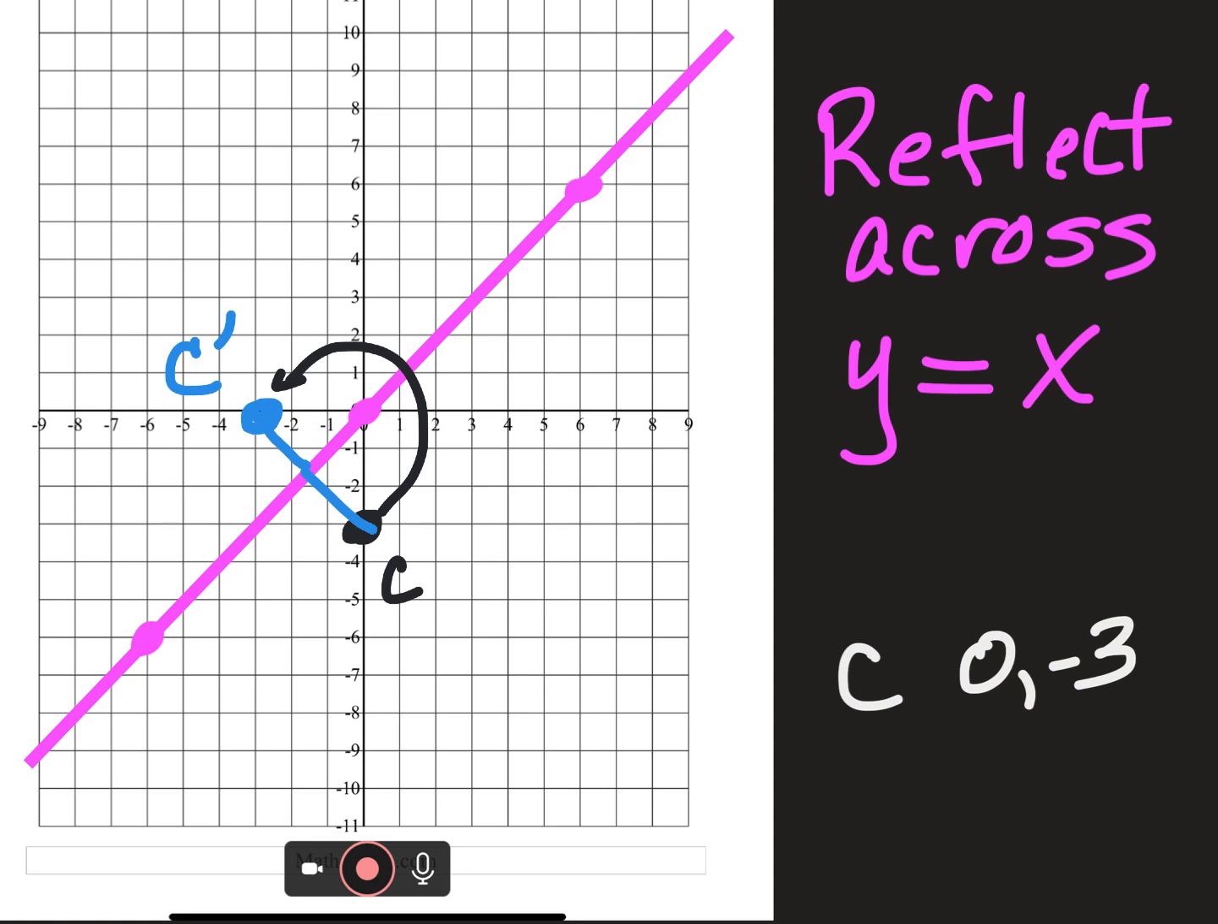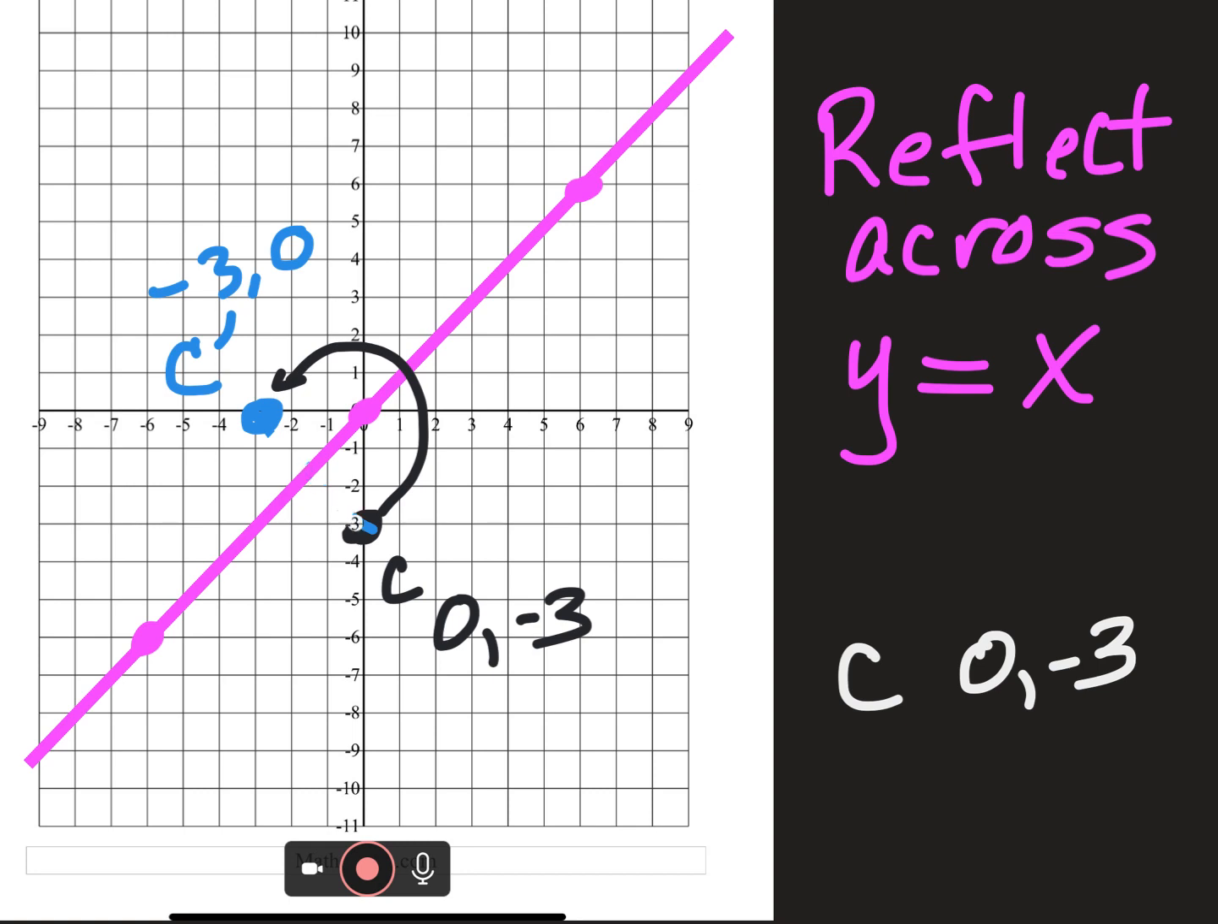So the original coordinate for C was 0, negative 3, right? What's the new coordinate for C prime? Negative 3, 0. So what happened to those coordinates? Did a sign change at all? Did a positive change to a negative or a negative change to a positive? They just flipped. So that is the rule for how you flip something across that diagonal line. All it is is that the coordinates flip. So instead of 0, negative 3, now it's just going to be negative 3, 0. So you can use that to help you graph the others.